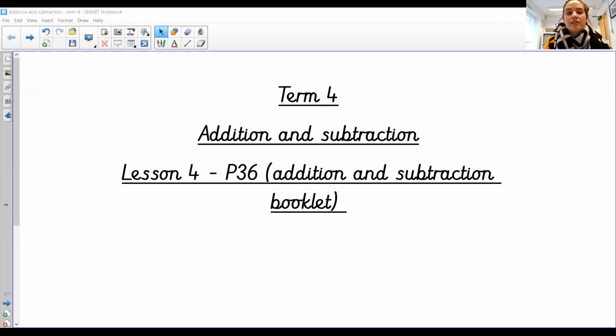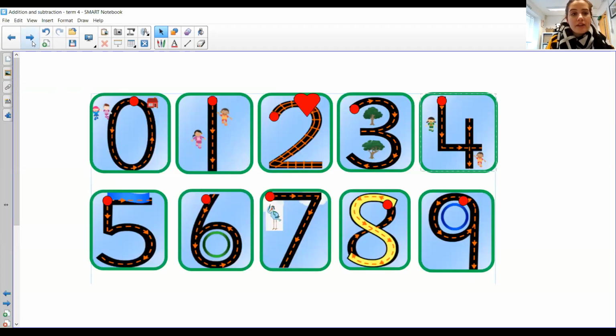And today we're continuing with addition and subtraction and looking at subtracting today with those multiples of 10. Okay, so we're going to do a little recap at the start of our lesson, but before we'll be working with page 36 today in our White Rose booklet, but before we start that, we'll choose one of our numbers to practice our number formation with. Off you go. Excellent stuff.